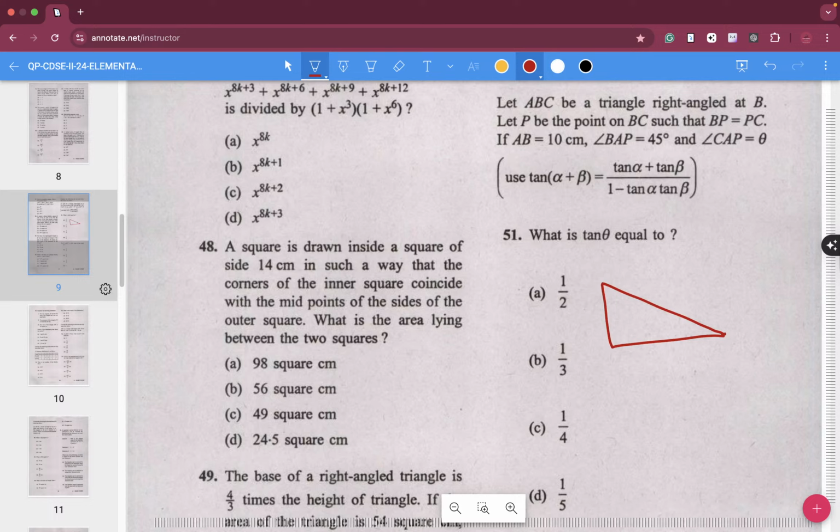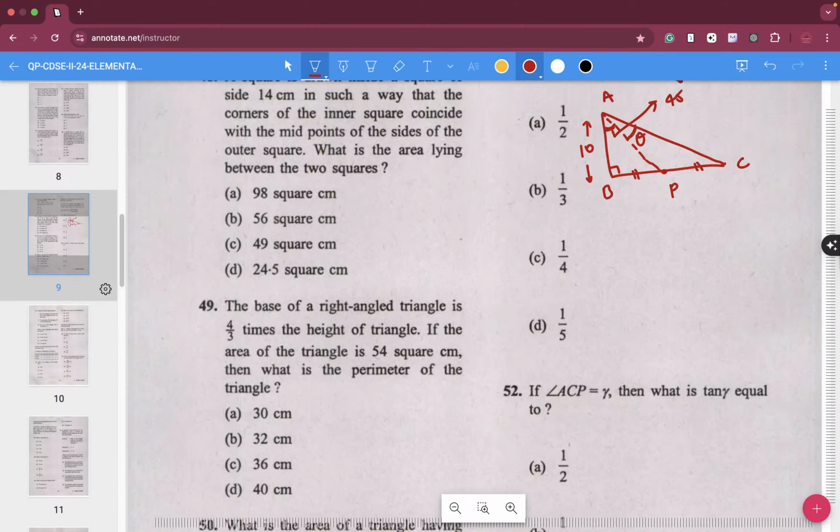Let ABC be a triangle right angled at B. P is a point on BC such that BP is equal to PC. AB is equal to 10 centimeter, they have given. Angle BAP is 45 degrees, and this angle CAP is theta.